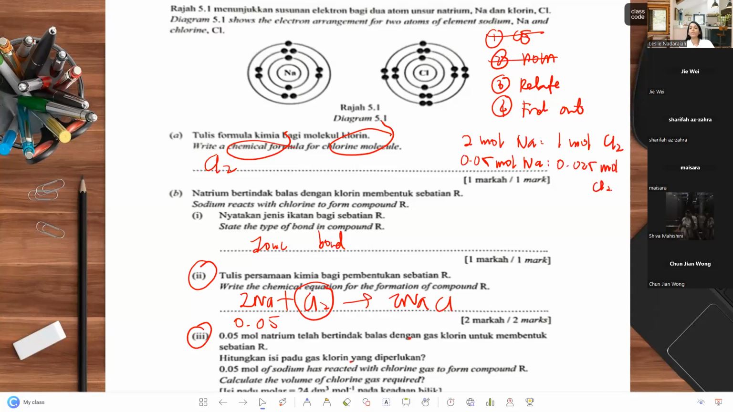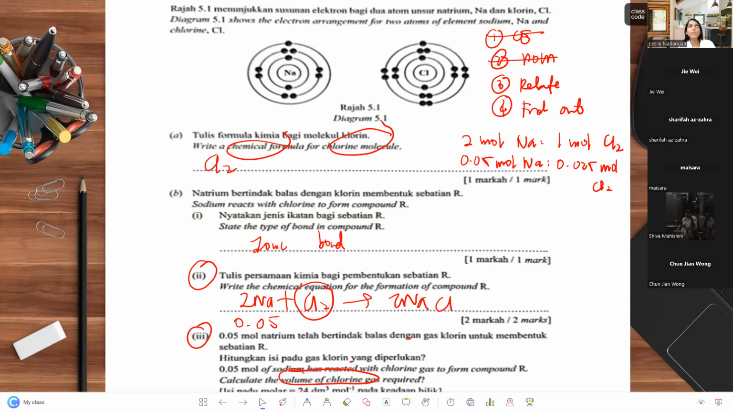Class, are you following teacher so far? A thumbs up will be okay, or just say yes, teacher. All good. Very good. Now teacher is moving on. They are asking me to now find the volume of chlorine gas.